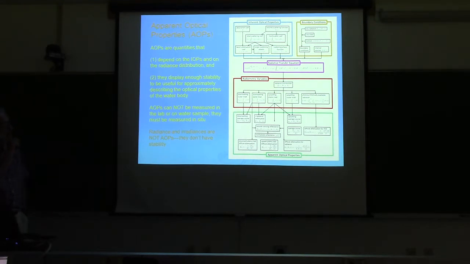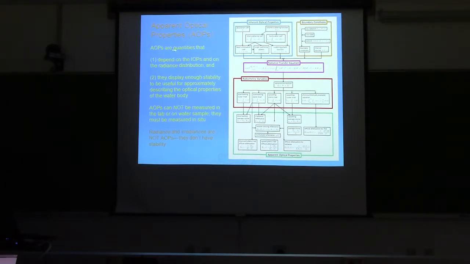Okay, so back to the organization chart. We talked about radiance and how these irradiances are defined and measured this morning. You've now measured a bunch of these things out on the dock today. So this lecture is down here in this box called apparent optical properties. As we've emphasized, inherent optical properties are properties of the medium. They don't depend on the ambient light field. Apparent optical properties, or AOPs, are things that depend on the IOPs, but they also depend on the radiance distribution. So they're partly IOP, partly radiometric.